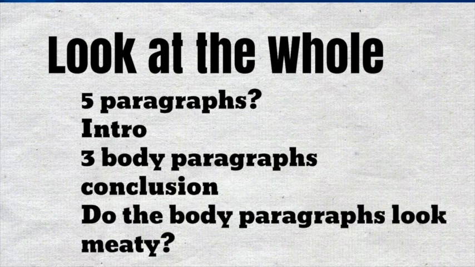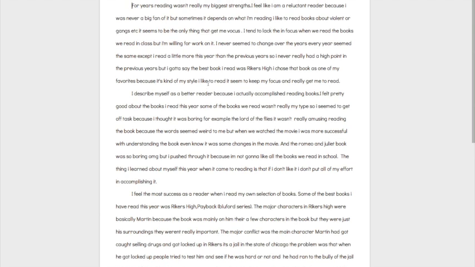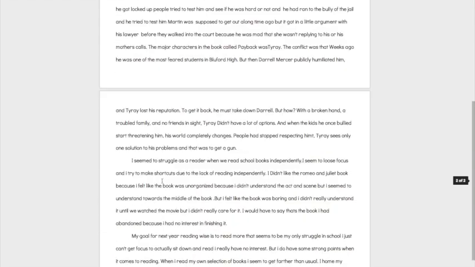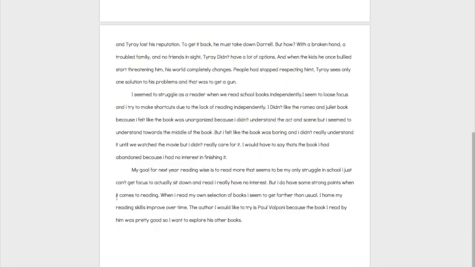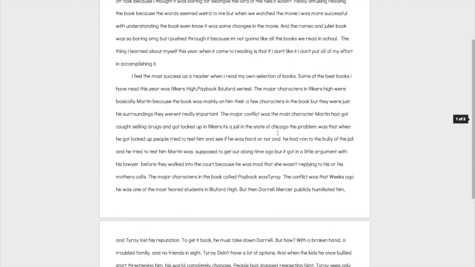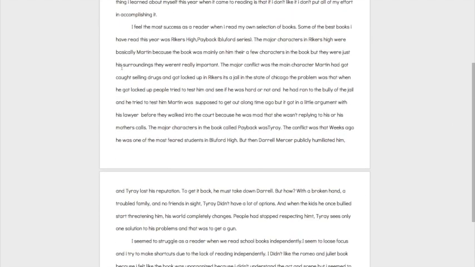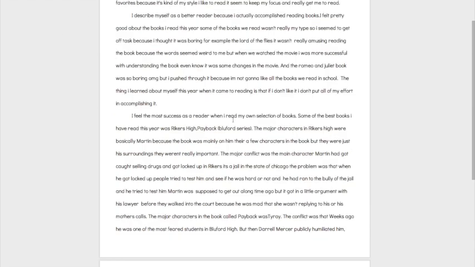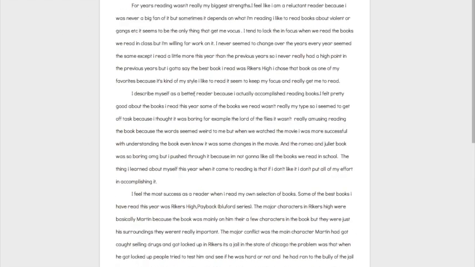Do the body paragraphs look meaty? Is there enough of them? So can you go down and say, okay, I've got 1 body paragraph, 2 body paragraphs, 3 body paragraphs, 4 body paragraphs, and 5 body paragraphs. Are my paragraphs nice and thick? Does it look like they are comprised of several sentences? Am I developing my thoughts? Is a question you should be asking yourself.